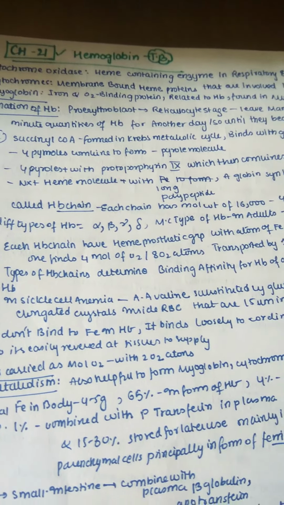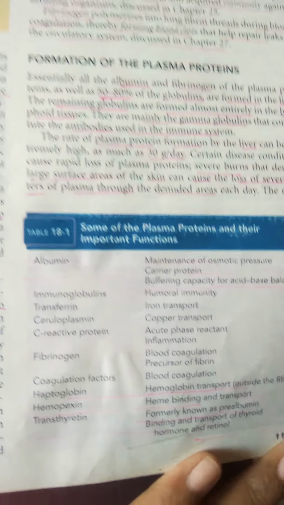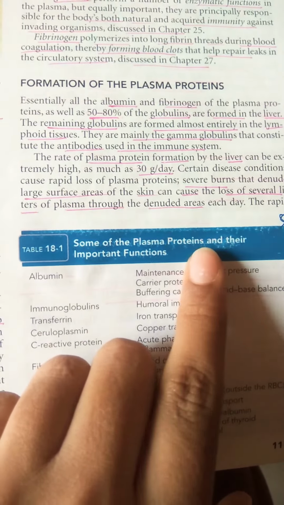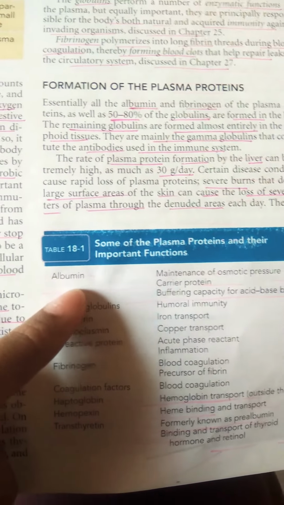So actually I forgot to show some important pictures and also some related information in a textbook from previous lessons, that is, you can see in blood and plasma proteins. So here we need to see some of the plasma proteins and their importance, which is very important. So you can see here albumin.